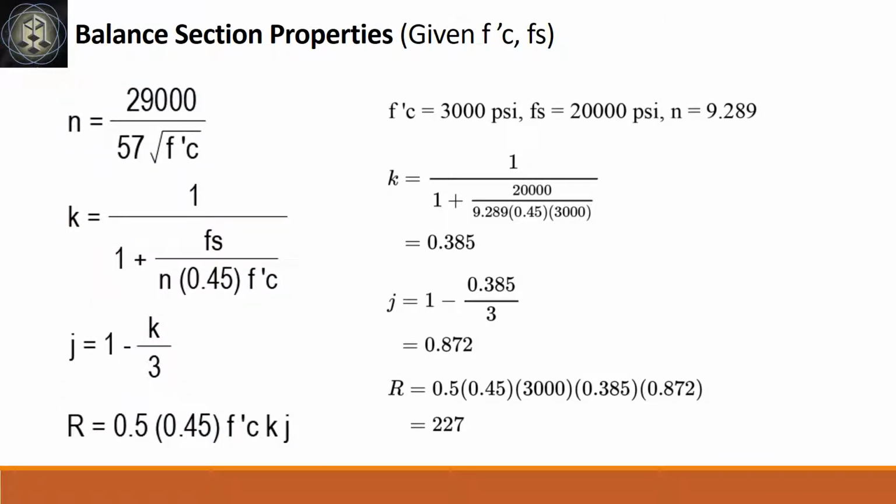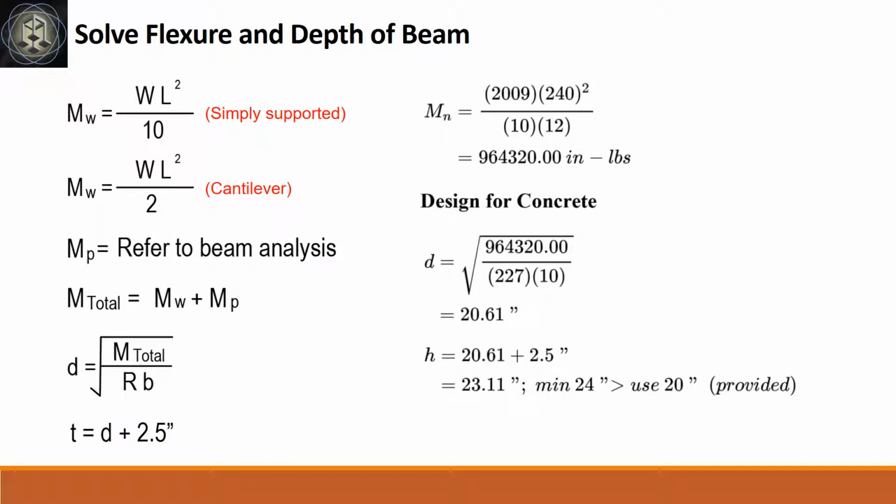Solve the balance section properties given Fc prime equals 3000 psi, Fs equals 20,000 psi. We get n equals 9.289, k equals 0.385, j equals 0.872, R equals 227. Proceed to solve for flexure and depth of beam.